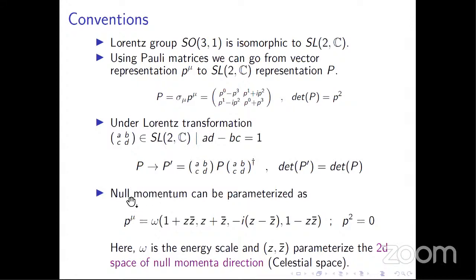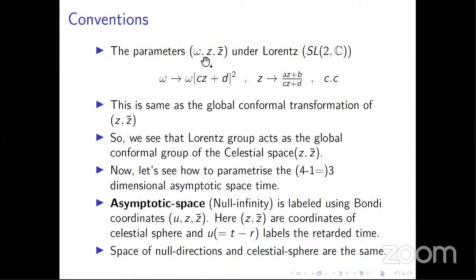So we have parameterized the null momenta, and these parameters under the SL(2,C), they will transform in the following way: omega goes to this factor and z goes to this. So this transformation is the same as the global conformal transformation of z, z bar. That is just to say that Lorentz group acts as the global conformal group of the celestial space, which is z and z bar.